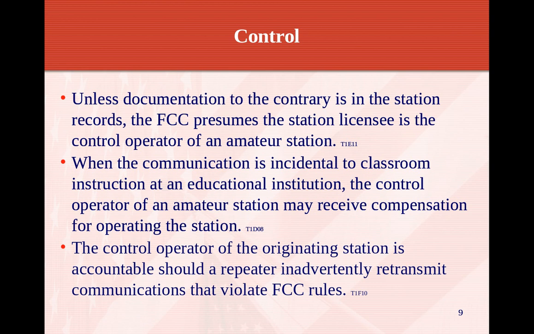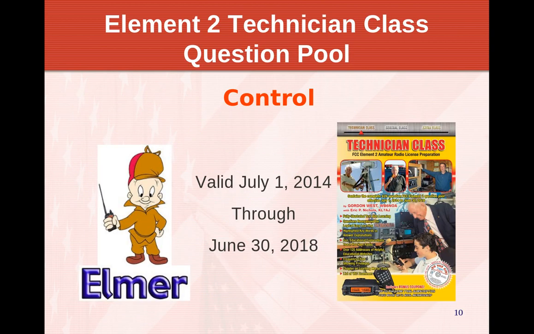The control operator of the originating station is accountable should the repeater inadvertently retransmit communication that violates the FCC rules. So the repeater and a repeater trustee are not responsible for inadvertently retransmitted communications that violate the rules. It's not the repeater's fault. It's actually the control operator of the originating station. That's whose fault it is if they violate the FCC rules.